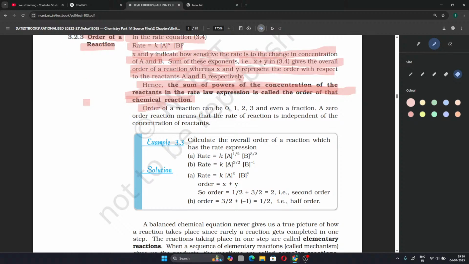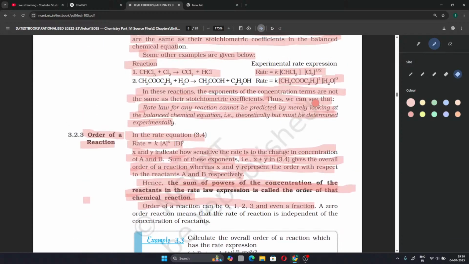The order of the reaction can be 0, 1, 2, 3 and even a fraction. We saw an example here. Where chloroform reacts with chlorine to give carbon tetrachloride and HCl, when we add up the powers, it is 1 plus 1 by 2. The order of the reaction is 3 by 2. It's a fraction. And in the other case, the order with respect to H2O is 0, which means the rate doesn't depend on the concentration of H2O, or we can say H2O can be taken in excess here. It only depends on the concentration of the methoxyethanoate.